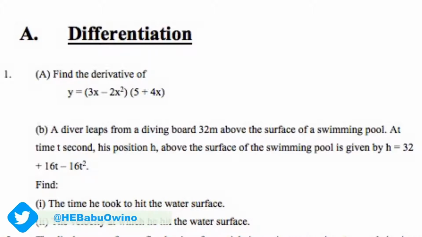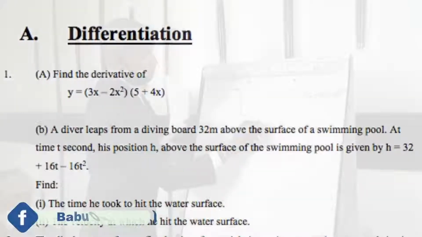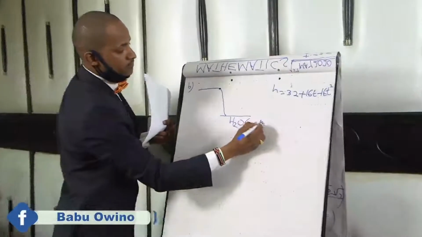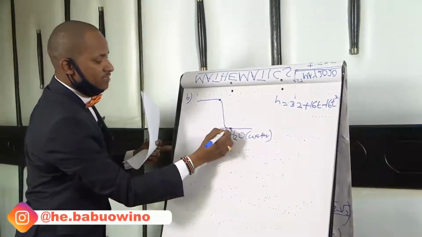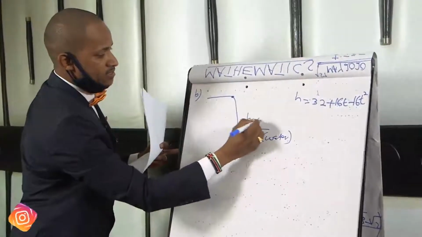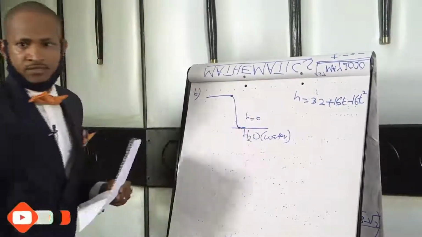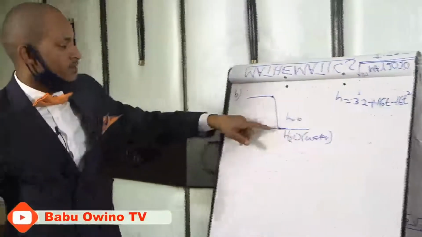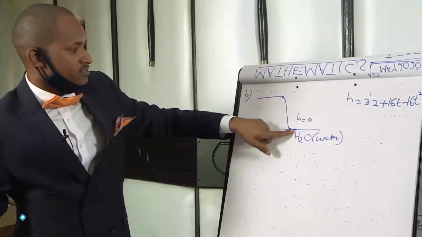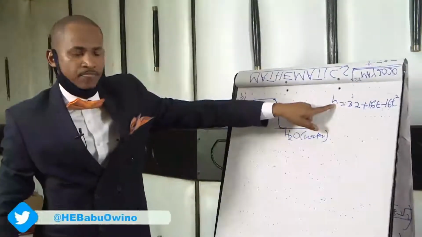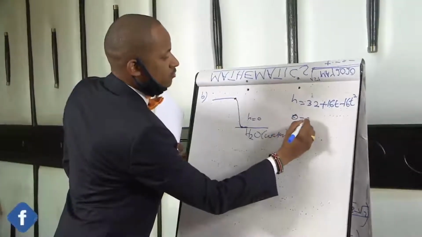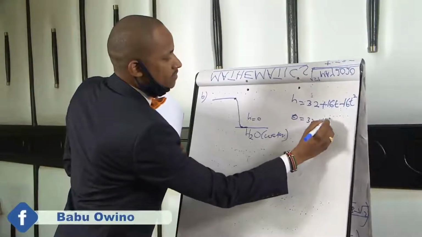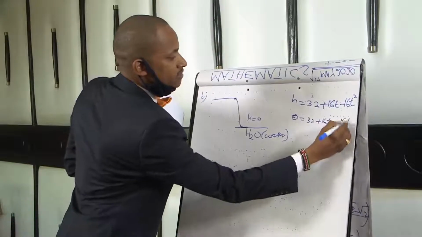So when the diver dives from here, hits the water surface, if this is water, if the diver hits the water surface, at the water surface, height is 0. Therefore, if they want the time taken for the diver to hit the water surface, we replace the height with 0. So here is 0 equals 32 plus 16t minus 16t squared.